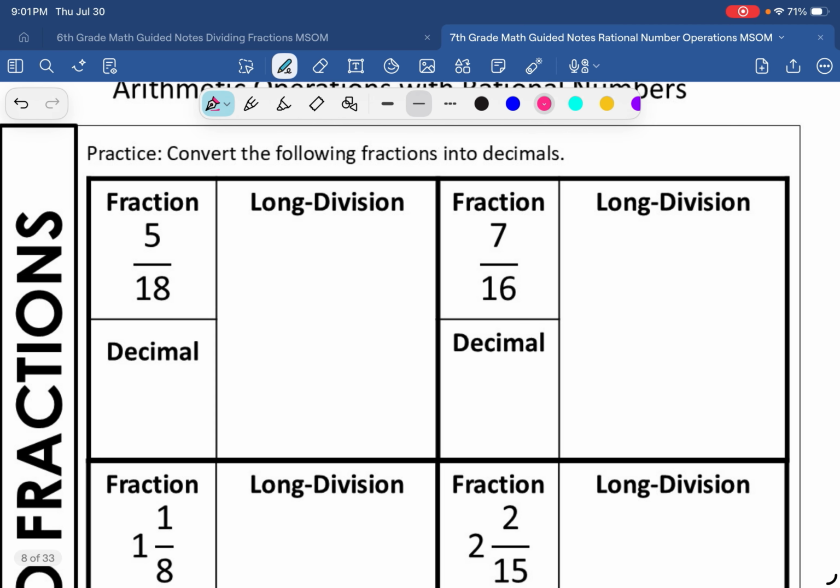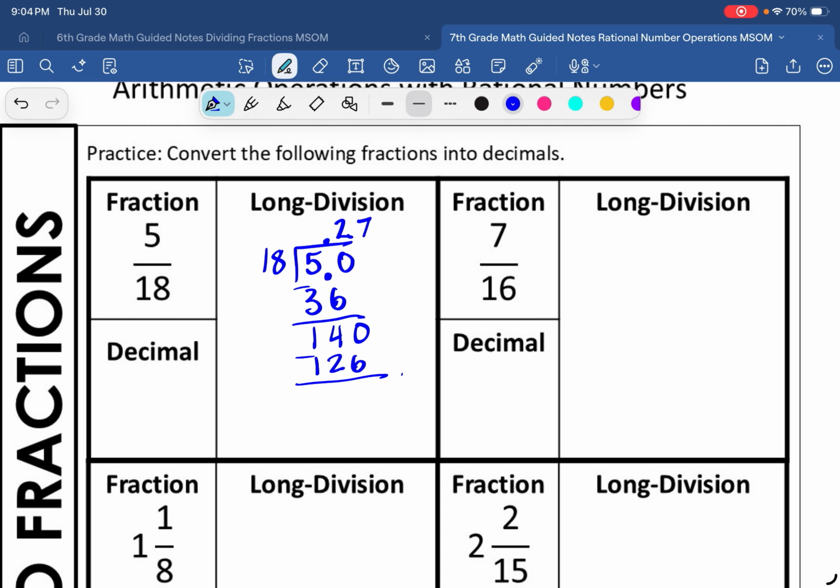Practice. Convert the following fractions into decimals. All right, so we have 5 divided by 18. 18 will not go into 5, so I'm going to add my decimal, and in my quotient as well, add my 0. 18 goes into 50 twice. 18 times 2 is 36. Subtract, I get 14, bring down my 0. 18 goes into 147 times. 18 times 7 is 126.